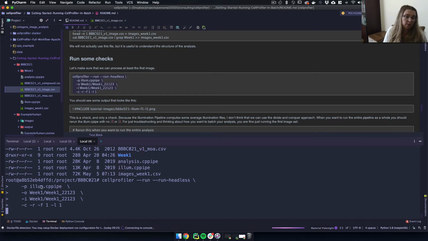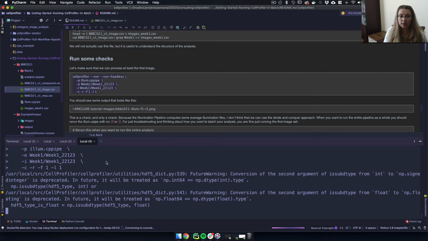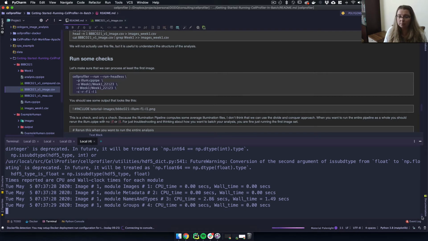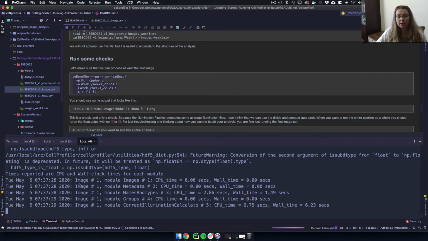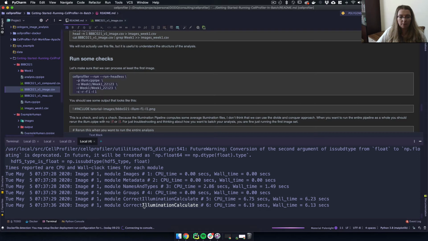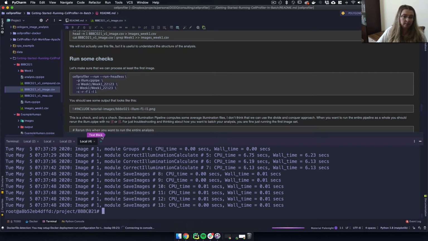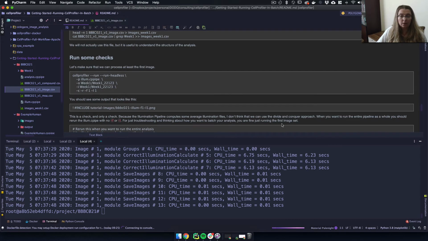So what you want to do is run through this, and then you will see, oh look at this, CellProfiler is running. And then you will see it coming up here, and it will tell you which image it's working on, which is pretty nice. It will say image number 1, and then it will go through images, metadata, groups, correct the illumination, and it's calculating. And it will tell you the amount of time that everything is taking.